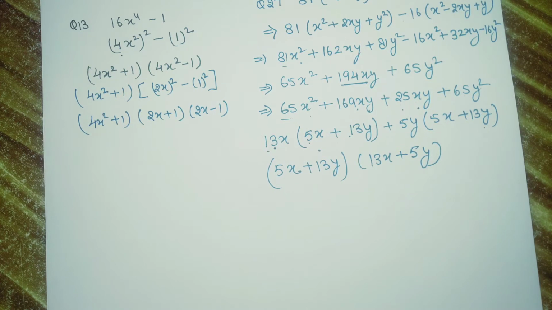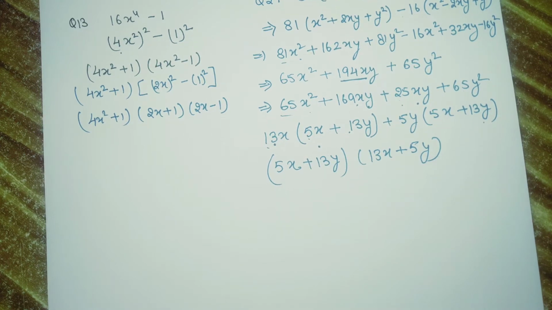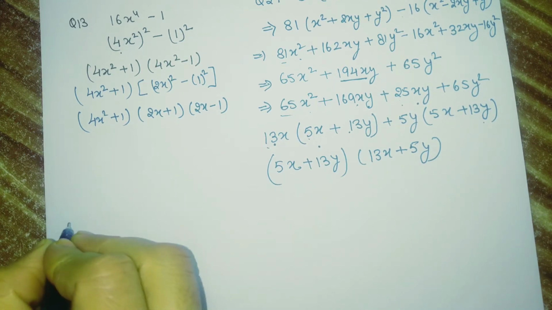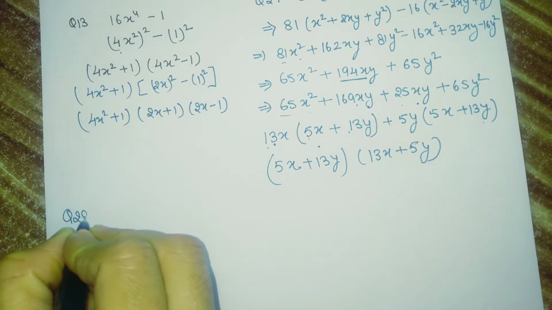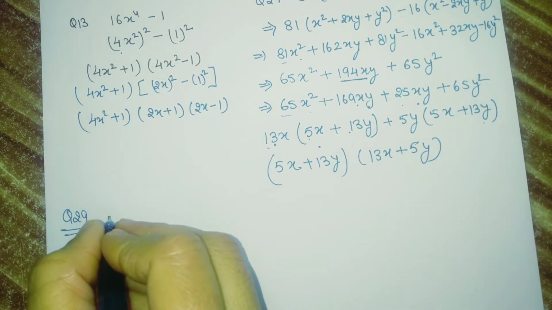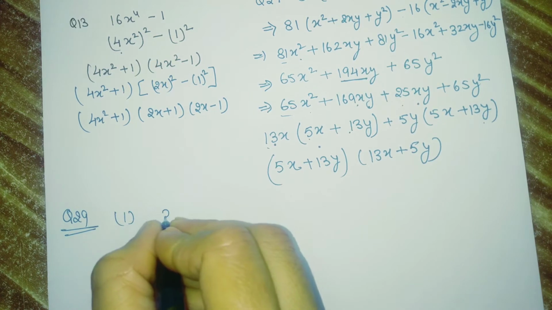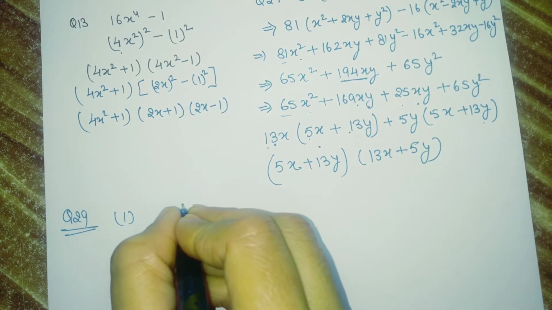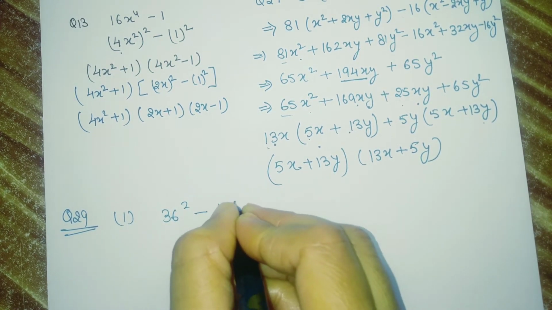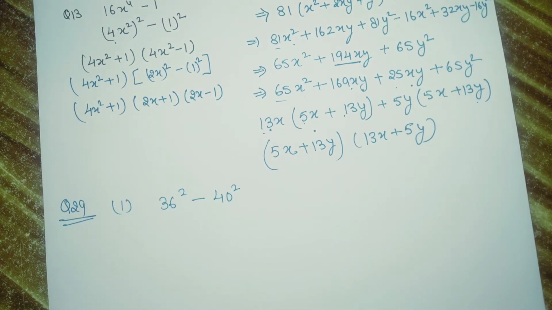Question number 28 is also the same type of question, so try to solve it by yourself students. Now question number 29. In question number 29 they have given 36 square minus 40 square. By using the identity, which identity do we have to use to solve this one?